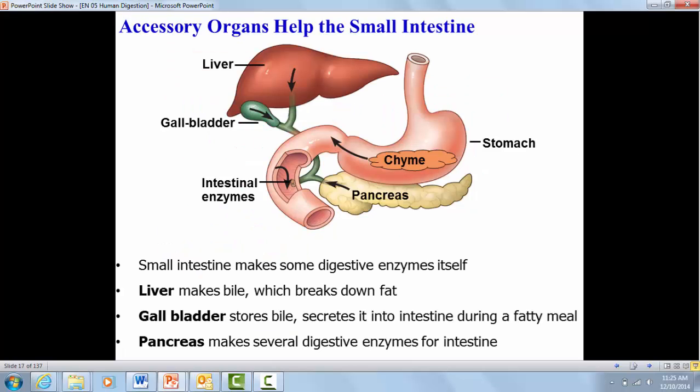There are some key accessory organs that help the small intestine to do its job. So some of the digestive enzymes itself are made by the small intestine, but the liver is going to help to make bile, which breaks down fat. The gallbladder is going to be storing that bile and secreting it into the intestine during a fatty meal. And then the pancreas is going to make several digestive enzymes for the intestine, including insulin, which we talked about before with the regulation of blood sugar.